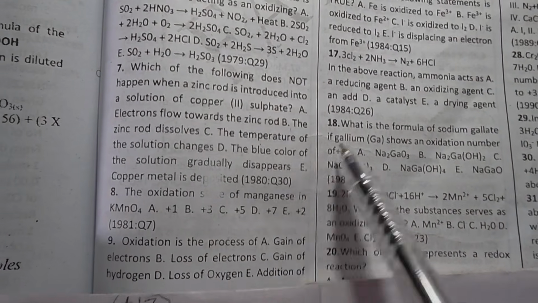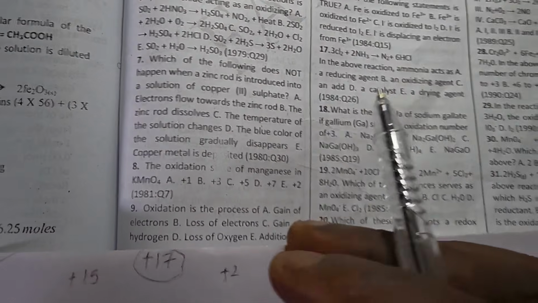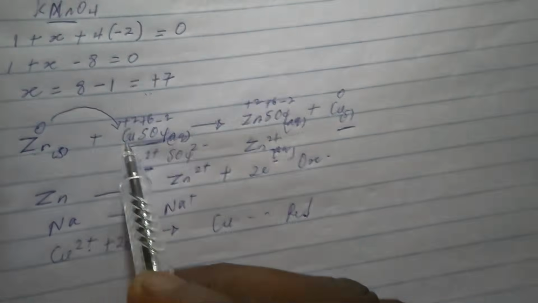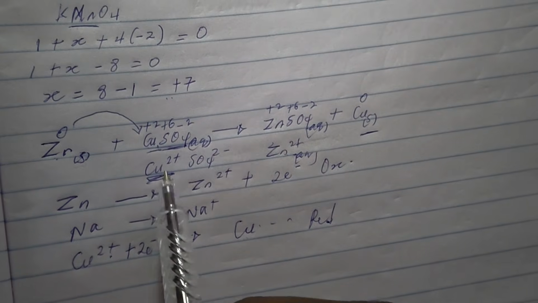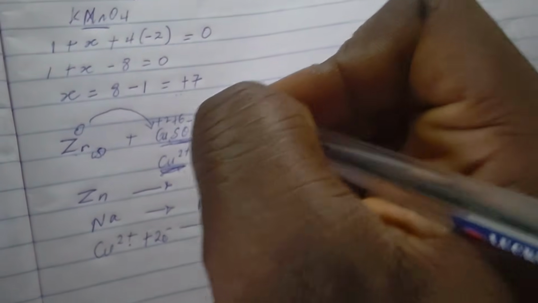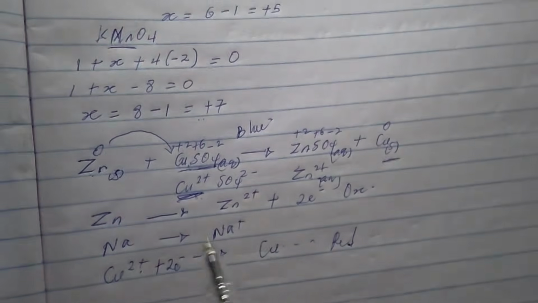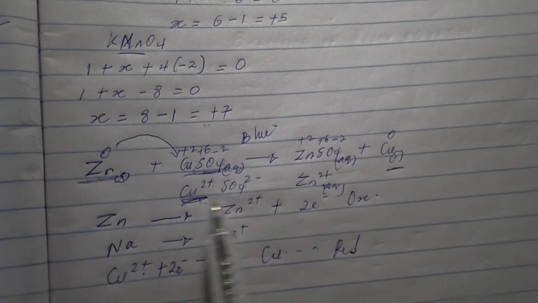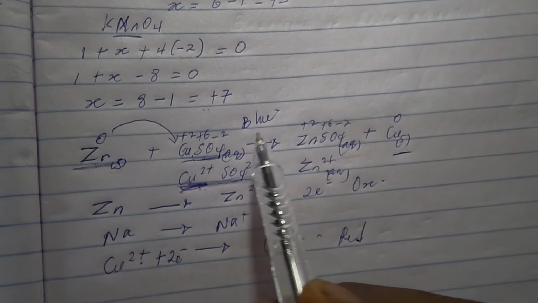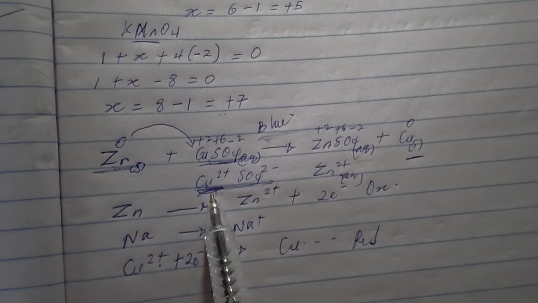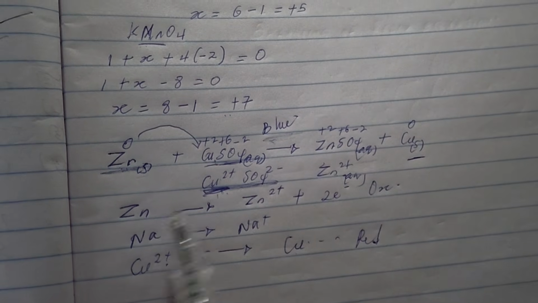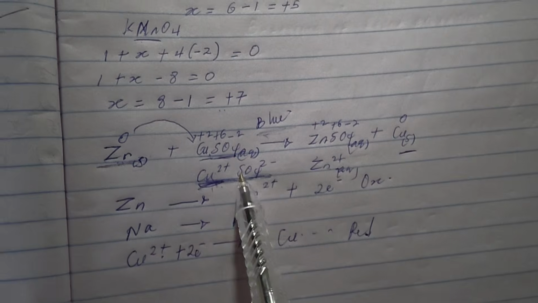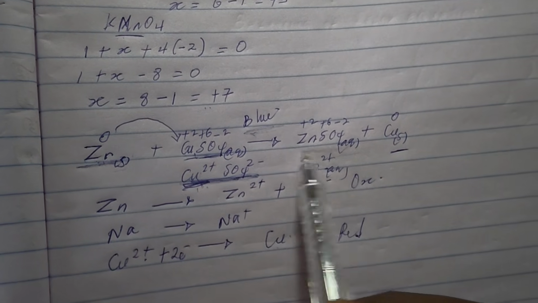D, the blue color of the solution gradually disappears. Now, why? CuSO4, anytime you have copper in solution, the solution is usually blue. It is blue when you have copper in solution, and zinc is usually white. So now copper was the one that was in solution before, which means the solution will appear blue. When you now put zinc, zinc will be displacing copper, taking copper away from the solution. And what does that mean? That means the blue will start disappearing and you will start seeing white.